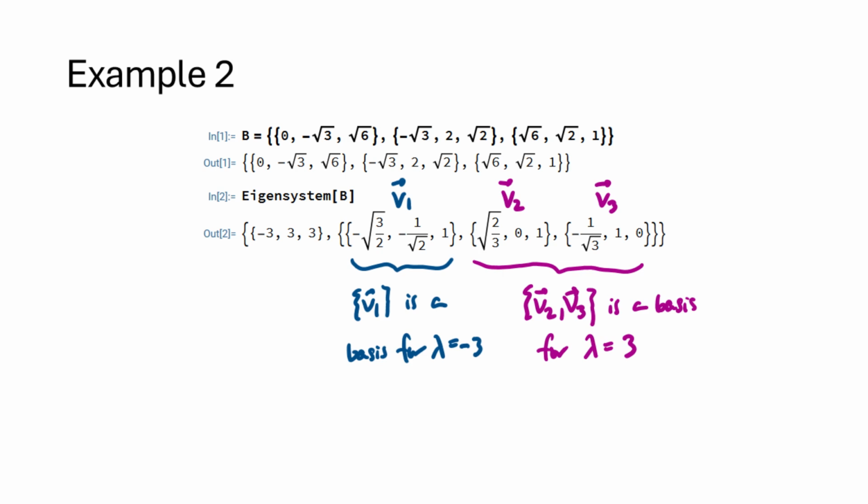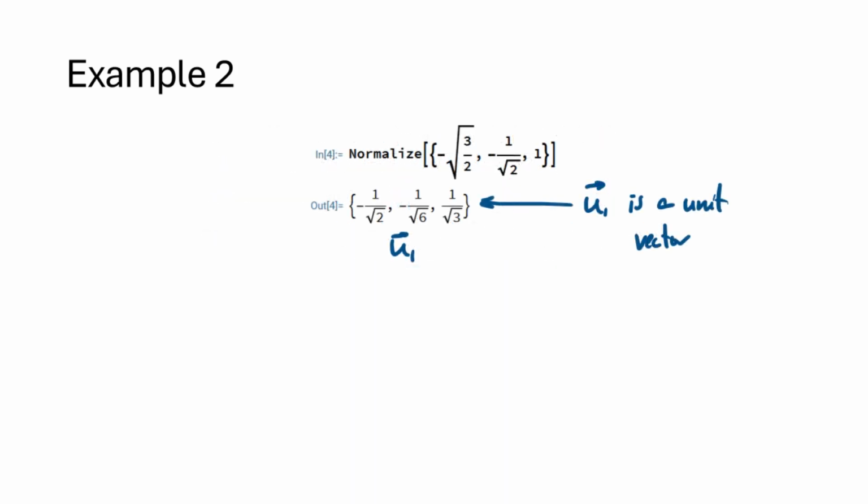But we don't just need a basis, we need an orthonormal basis for each of those spaces. The first basis only has one vector in it, so all we need to do is normalize that single vector. But for the second basis, those two vectors are not orthogonal. We can take the dot product, we don't get 0, and so we need to apply Gram-Schmidt to that second basis. Again, we can use Wolfram to do this for us.